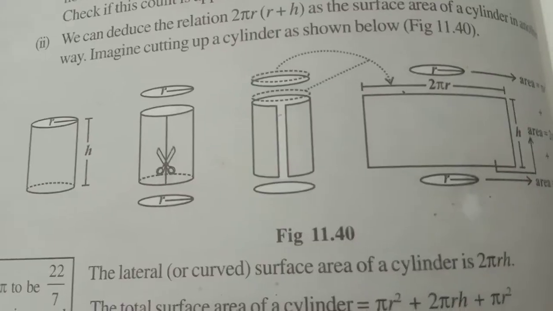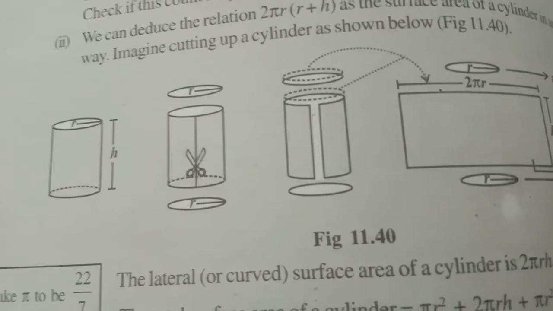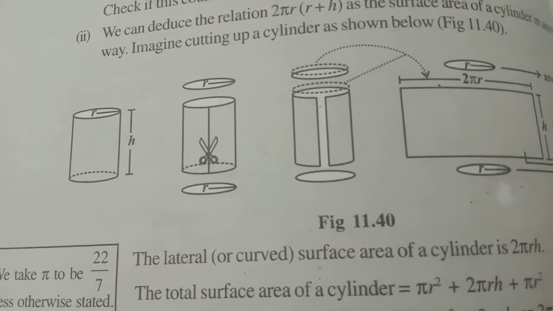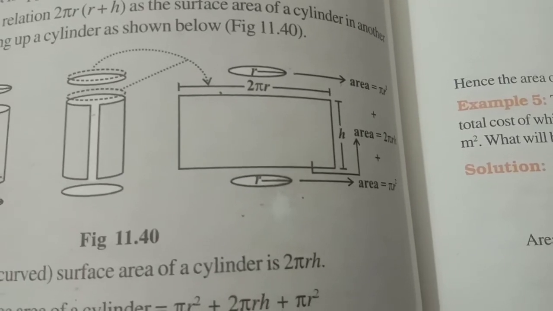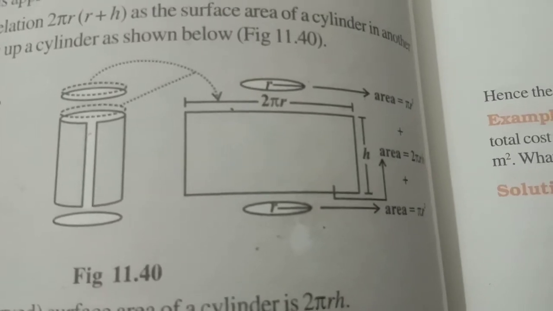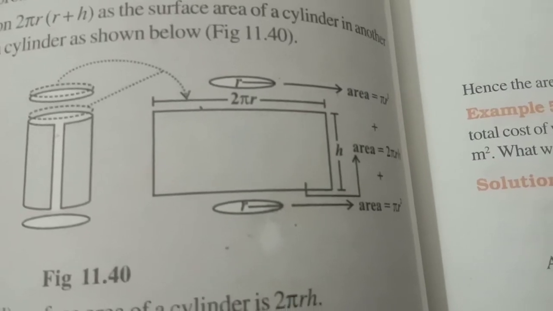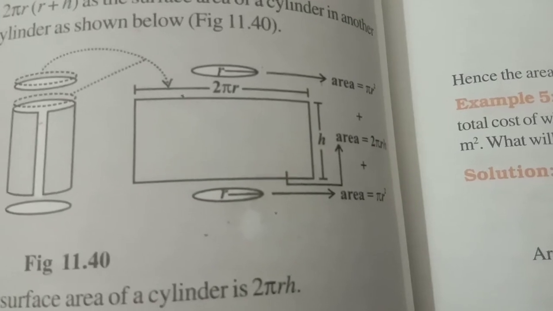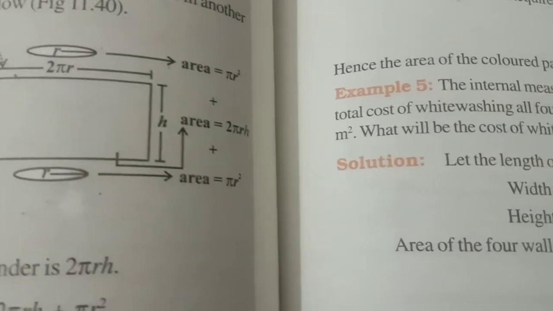Is it clear, children? Now, how to find the surface area of a cylinder. You see here we have a cylinder with radius R and height H. When we cut it vertically, we get this figure, which has 2 circular surfaces and 1 rectangular surface. The length of the rectangular surface is the circumference of the circular surface, that is 2 pi r, and the width of this rectangle is the height of the cylinder. The area of each circle is pi r square.